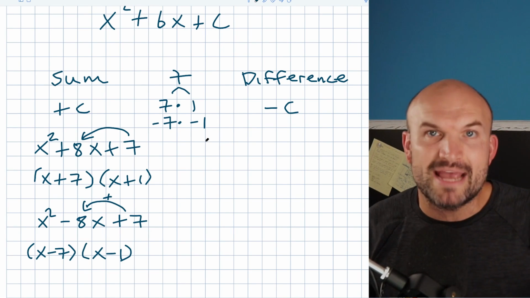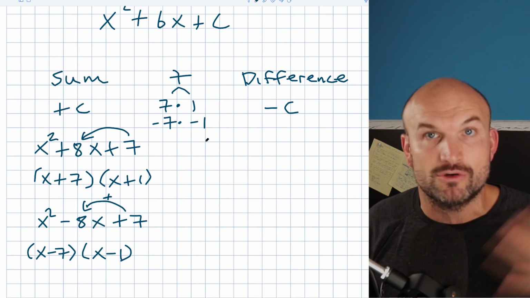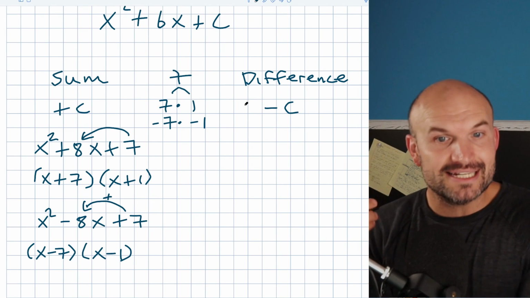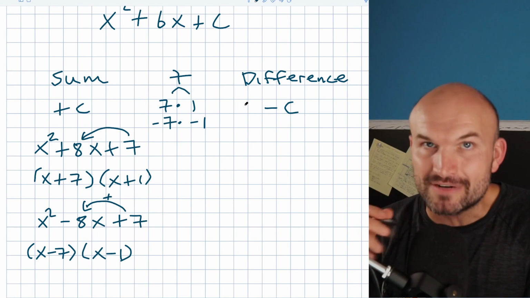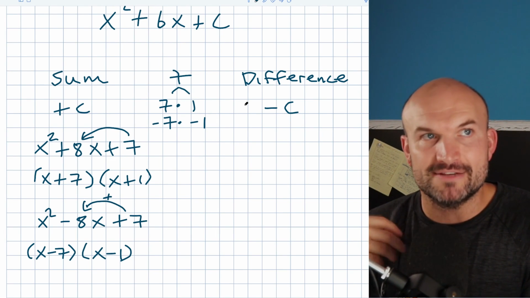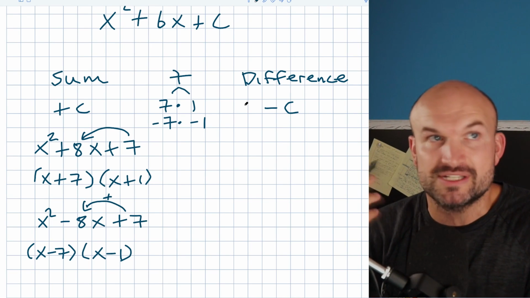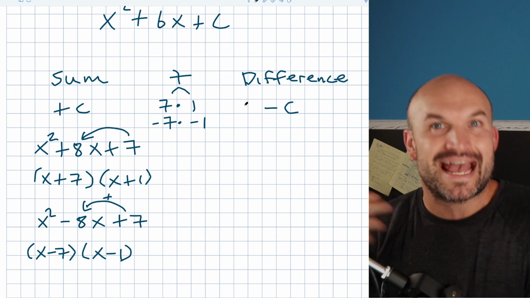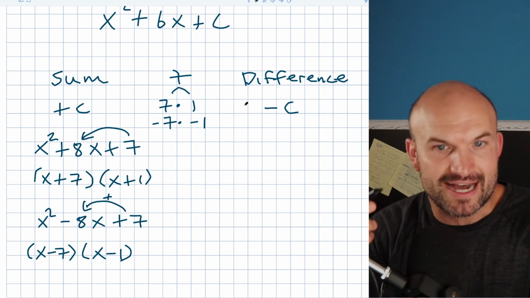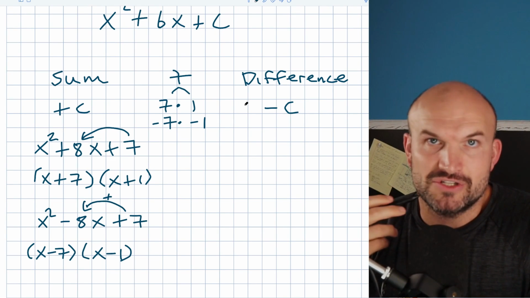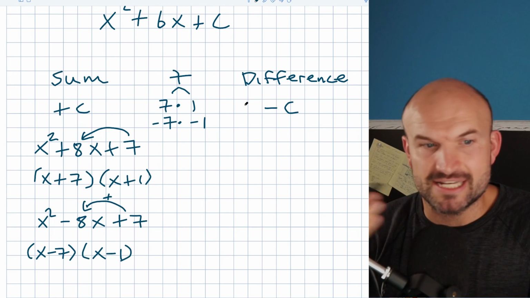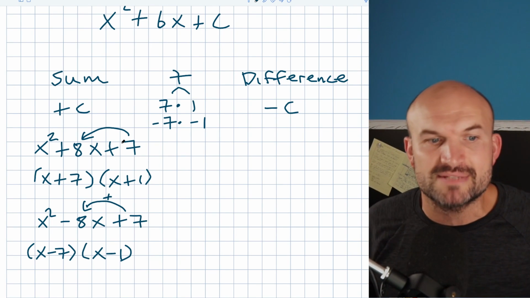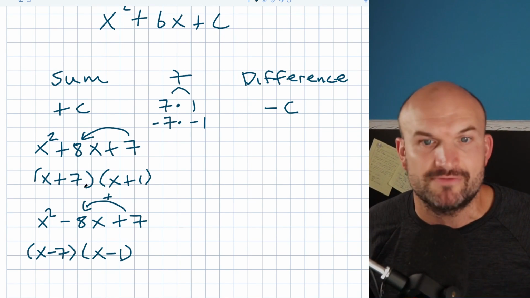So what happens when our last number is a negative? What that's going to tell you is that you need to find the difference between your two factors. The sum of two factors is kind of easy. You just think about adding your two factors. It doesn't matter if they're both positive or both negative. You're just adding them. That's the number that you're trying to find.